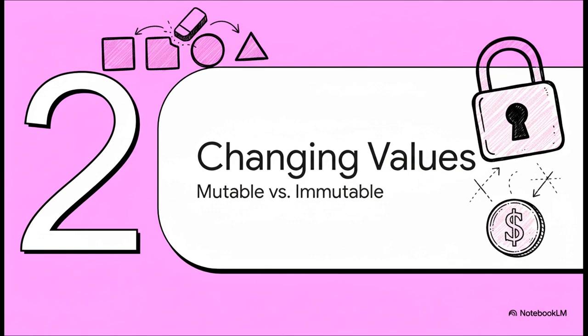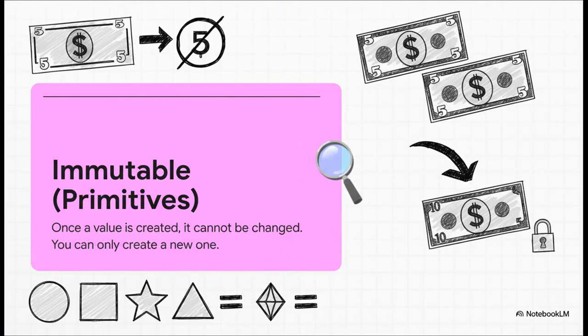What happens when we try to change these values after we've created them? This is all about something called mutability. Let's see how this connects back to our cash and our key. Primitive types are what we call immutable. It's a fancy word, but it just means unchangeable. Think about it. You can't just take a $5 bill and magically turn it into a $10 bill. The value 5 is fixed.